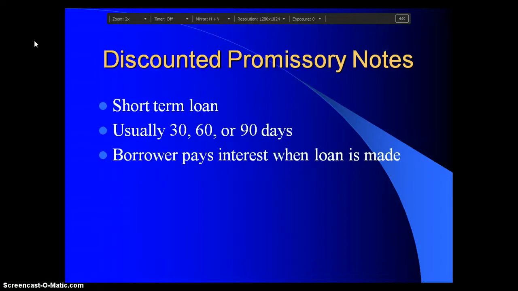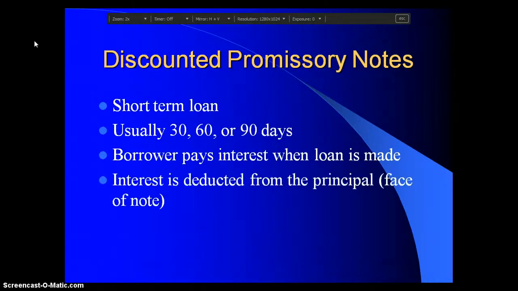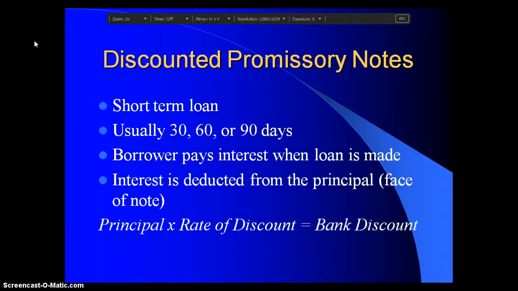Right now, you'll see a lot more discounted promissory notes because the banks want to guarantee they'll get that interest, and then they have some more writing in the fine print about what's going to happen if they don't get the proceeds back. The interest is deducted from the principal, which is the face value of your note. That, in turn, is your proceeds.